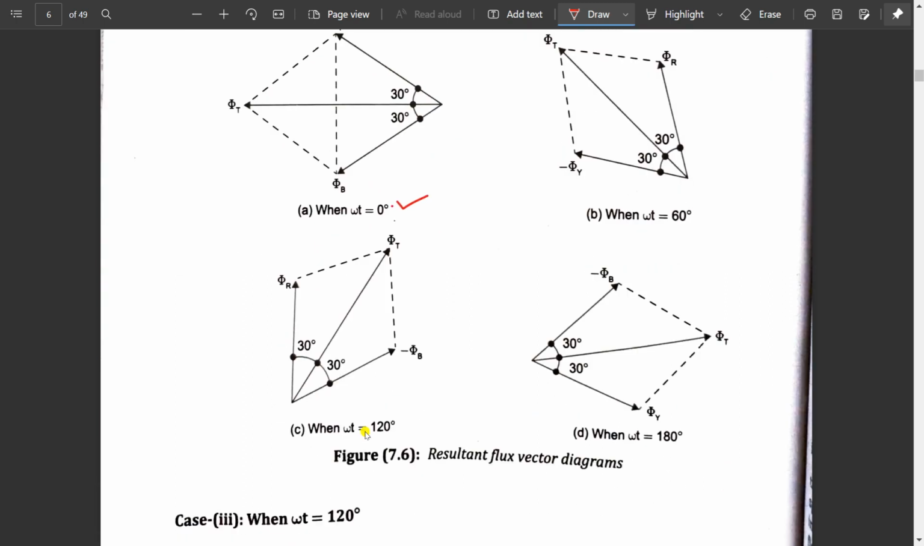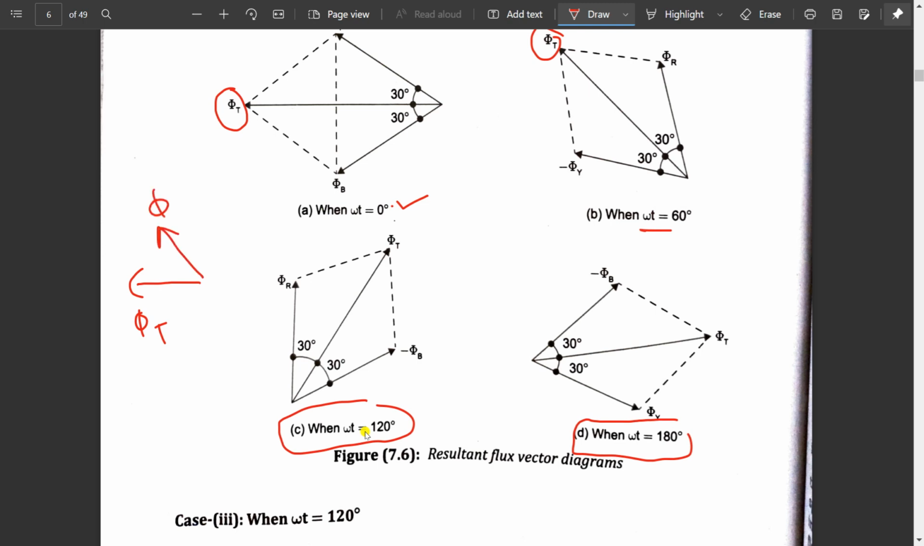Observe these three diagrams, how it is rotating. When the angle is equal to 0 degrees, the resultant flux is at this position. When the angle is 60 degrees, the resultant flux is shifted by 30 degrees, and at 120 degrees it is again shifted by one more 60 degrees. The last one, at angle 180 degrees, is shifted to the opposite side of the first one. If you observe all the diagrams, the first resultant flux is over there, the second is there, the third one is over there, and the final one is about to there. If you observe this diagram, you can see it is a rotating flux.